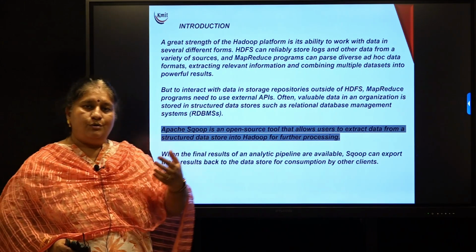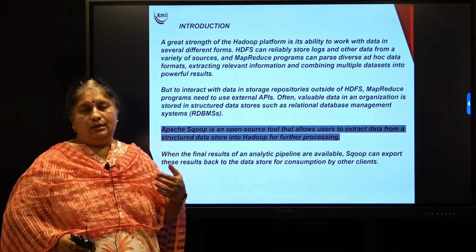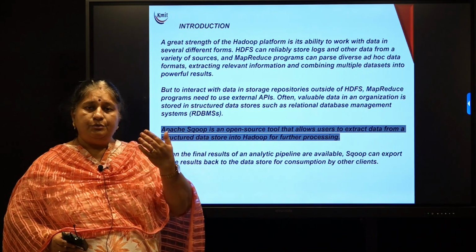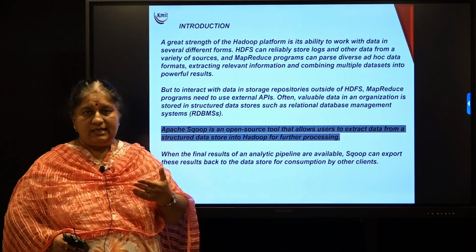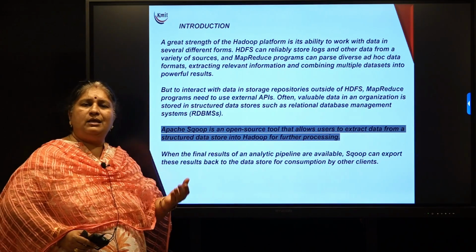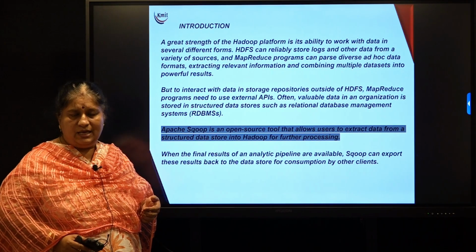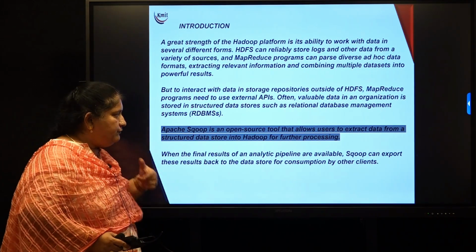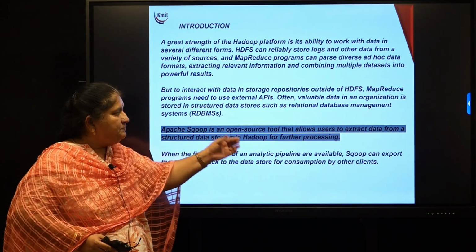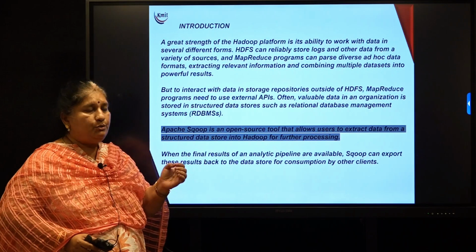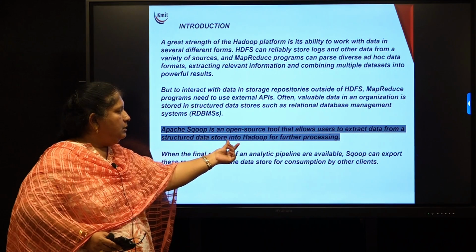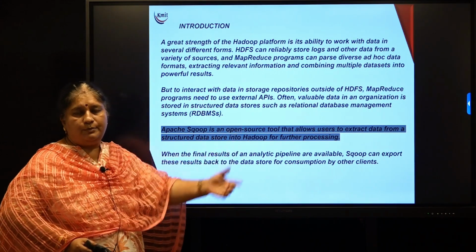Say, for example, I want to take data from SQL. MapReduce is Java based, so in order to read data from that, it needs external APIs, right? Suppose I don't want to take on the complexity of working with external APIs. One more option provided is Apache Scoop, an open source tool which allows users to extract data from a structured data store into the Hadoop environment for further processing.